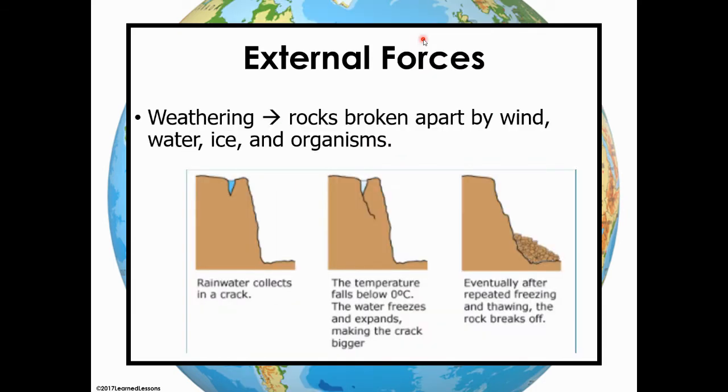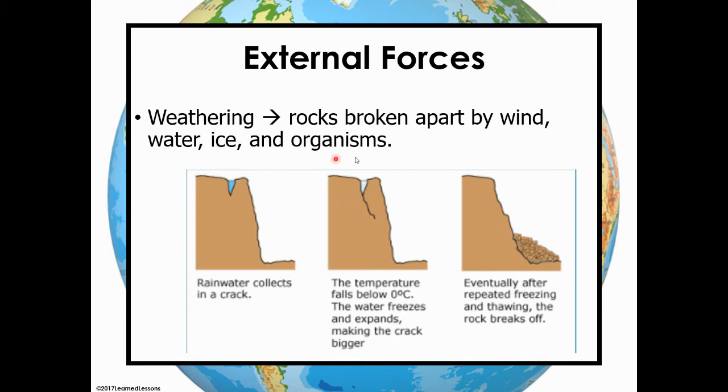Sorry. So weathering is when rocks get broken apart, either by wind or water and ice, or organisms like plants. So as you can see here, rainwater collects. As it freezes, it's going to expand, and that's going to cause the crack to deepen. Eventually, as water keeps freezing and expanding and thawing, it's going to crumble. It's going to break all the way across. It's going to fall, and it's going to crumble. This also happens with plants. Like if a plant got stuck in here and it started to grow roots, their roots would cause cracks that would eventually form this as well.